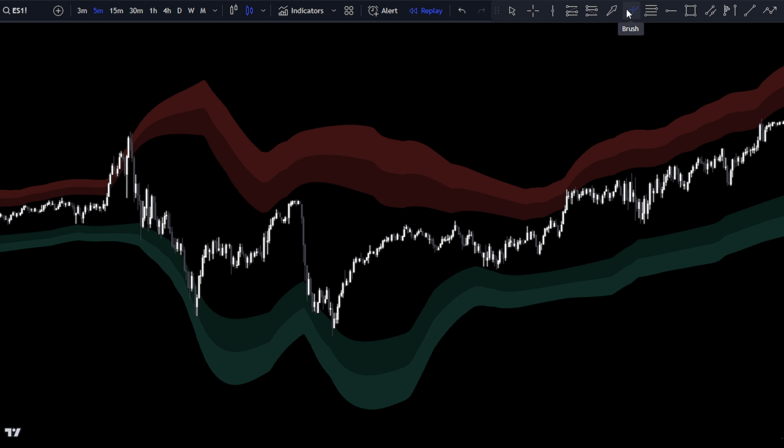Reversal zones are an excellent tool for identifying potential tops and bottoms, making them great for spotting entry and exit points. But for today's strategy, we'll be using them specifically to determine where to set our stop loss.